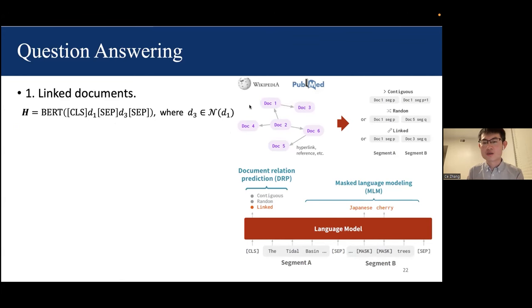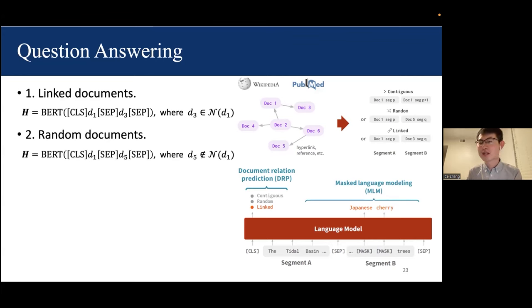Let's look at the figure on the right-hand side. Suppose this is document 1. Document 3 is also connected with document 1. We input both document 1 and document 3 to this BERT model. We concatenate them with a separation token in the middle. After encoding, we obtain a new embedding H. So this H should capture both document 1 and document 3.